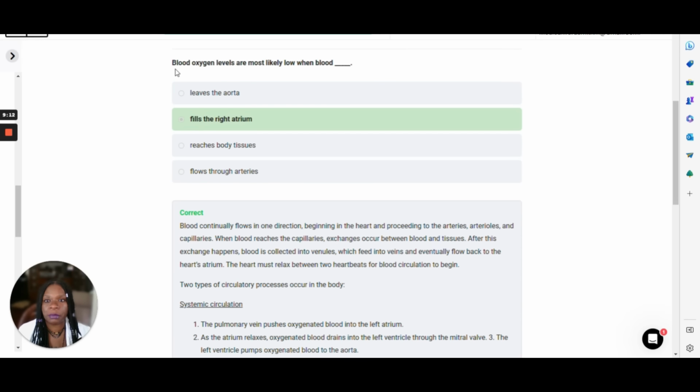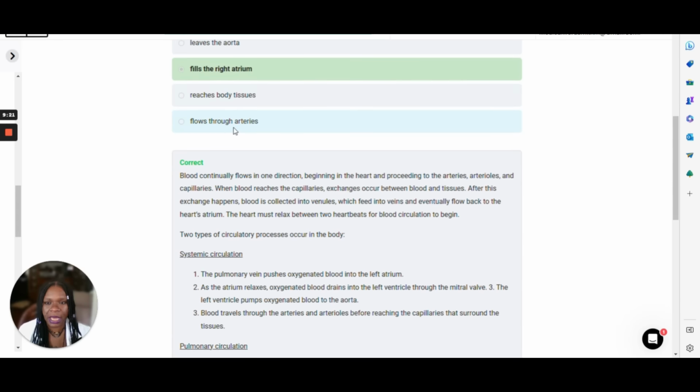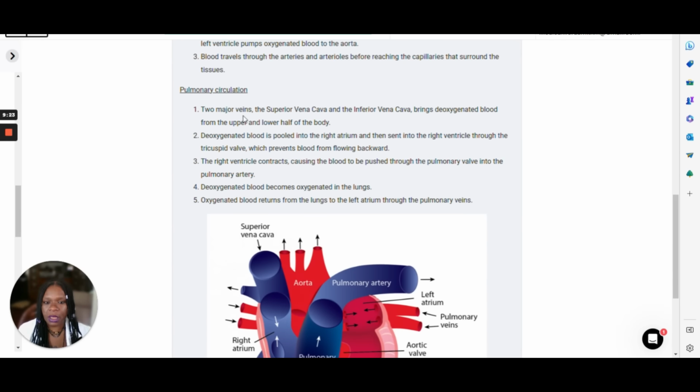When blood oxygen levels are at the lowest, thinking deoxygenated blood, you're automatically thinking the right atrium, okay? So that goes right there, and we're going to move on.